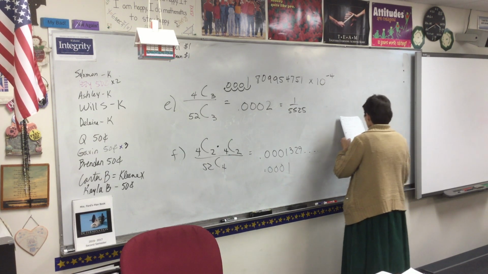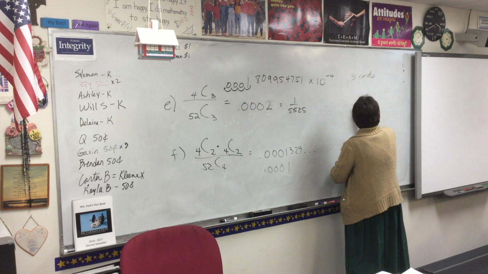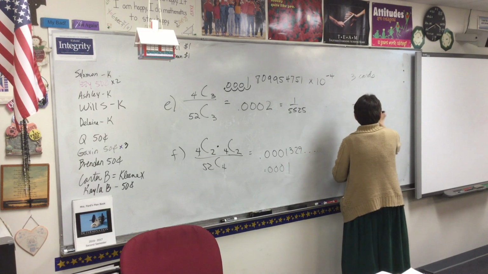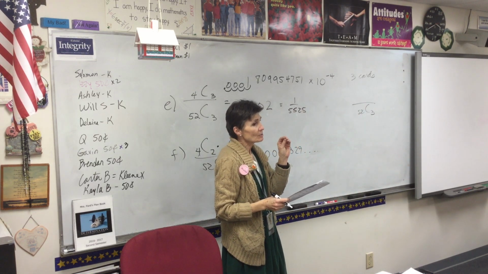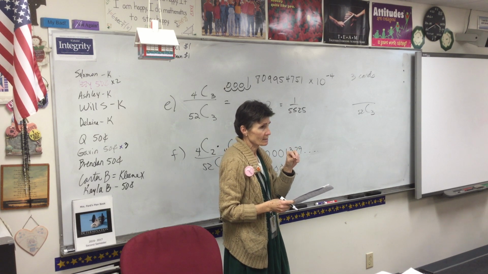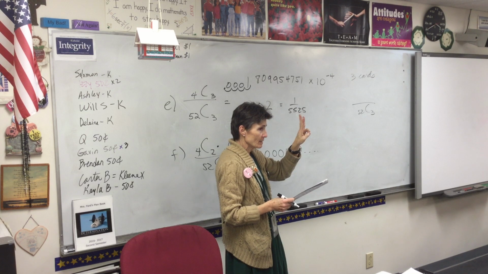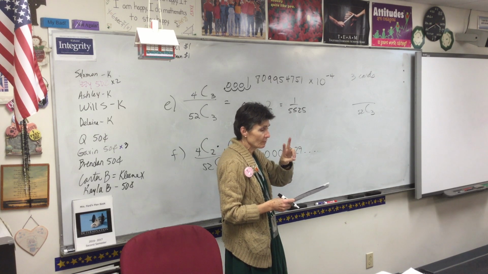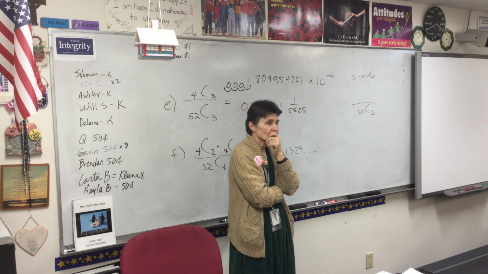So we're picking 3 cards, so our denominator is going to be 52C3. Now we want exactly 2 queens. Stop and think about it. We want 3 cards, right? And we want exactly 2 of them to be queens. So what is that numerator going to look like?